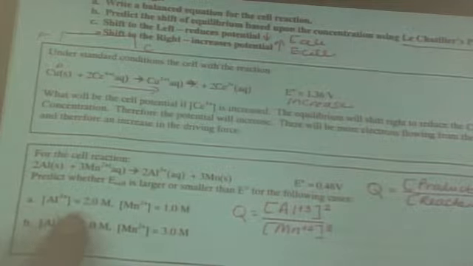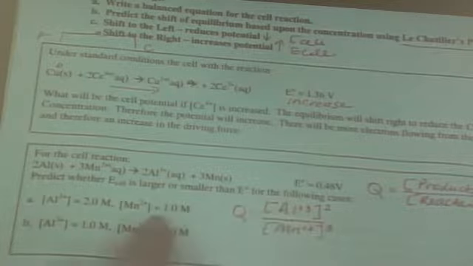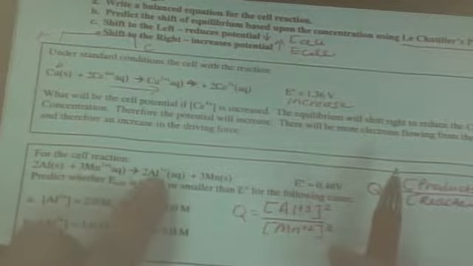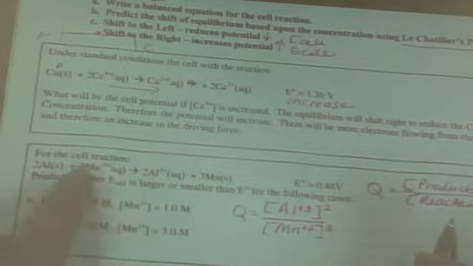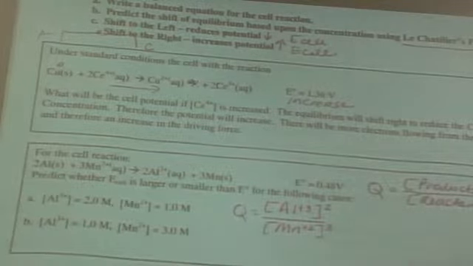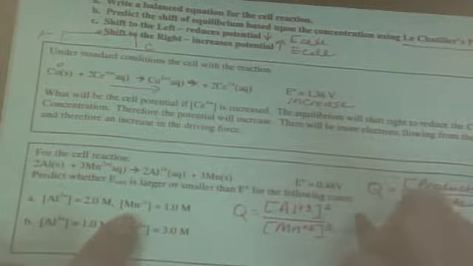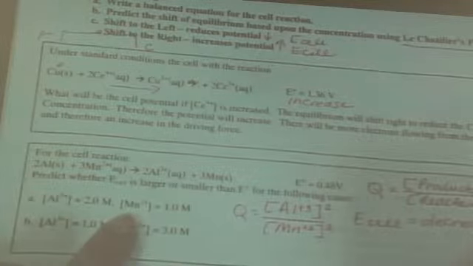These concentrations would determine the value of Q, which would determine whether or not we are at standard conditions. So in our first scenario, the aluminum ion is raised to 2 molar, and the manganese ion stays at 1 molar. So the aluminum ion is increased and the manganese ion stays the same. Which way will equilibrium shift? To the left. So what can you say about the E cell? It would be decreased, or smaller, than it would be if it were at standard state.